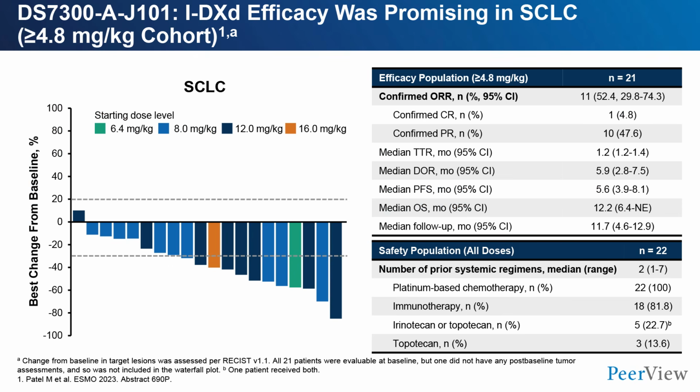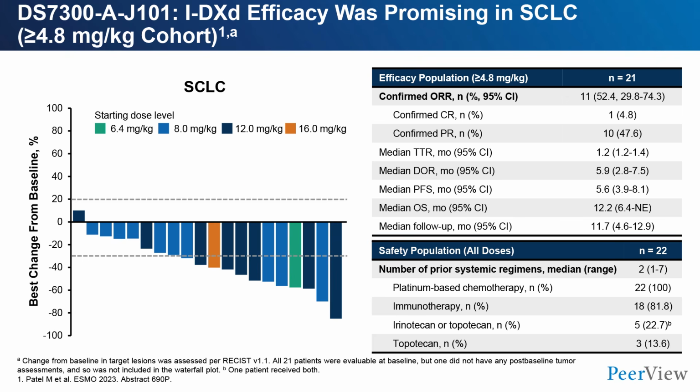And here we see the J101, again at the multiple different dose levels. In this case, looking at the efficacy from doses of 6.48, 12, and 16 milligrams per kilogram. On the right side, you see the overall response rate was about 53%, with 10 PRs and 1 CR. The median duration of response being about 6 months, and the median progression-free survival being 5.6 months, median overall survival 12.2 months. And you can see the patient population had a median number of 2 prior lines of therapy.